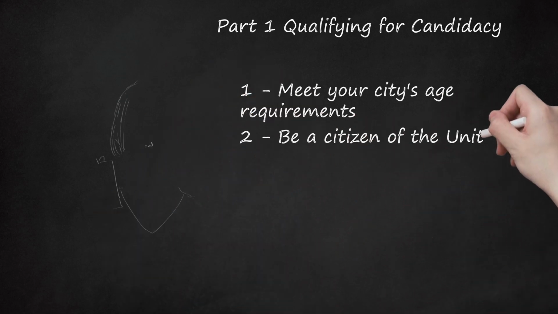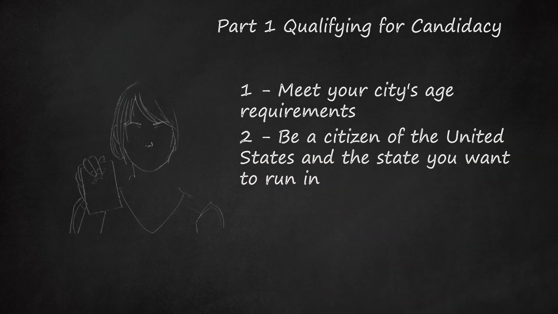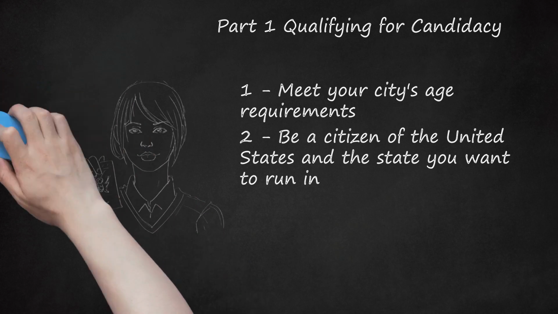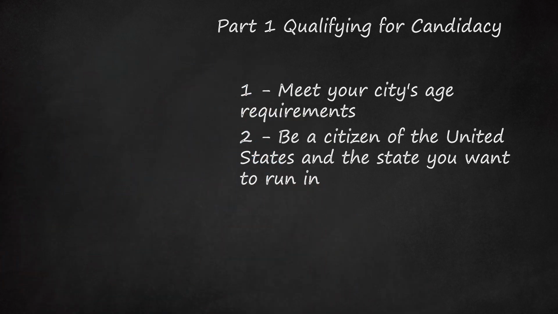2. Be a citizen of the United States and the state you want to run in. In every city in the U.S., you must meet national and state residency requirements in order to run. You must be a citizen of the U.S. and you must also be a citizen of the state you are going to run in. Denver, Colorado requires you to be a citizen of the city and county of Denver for 2 years preceding your election run. Therefore, if you have recently moved to Denver, you may not be able to run right away. San Diego, California only requires you to be a citizen of the city at the time you assume office.